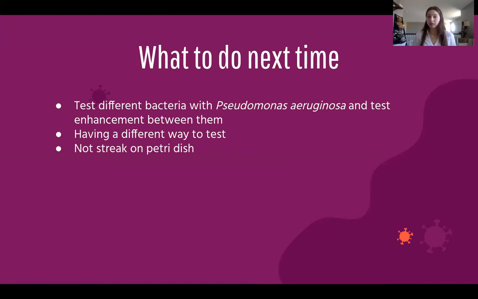If I did it again, some things I would change is testing different bacteria with Pseudomonas, as I said in the previous slide, to test the enhancement between them, just to see if my data would come out differently than it did before. Having a different way to test, like I said before, the spectrophotometer is what my teacher had provided, and just seeing if there's a different way to test my bacteria to actually see if bacteria together enhances and grows more rapidly. And not streaking on a petri dish.